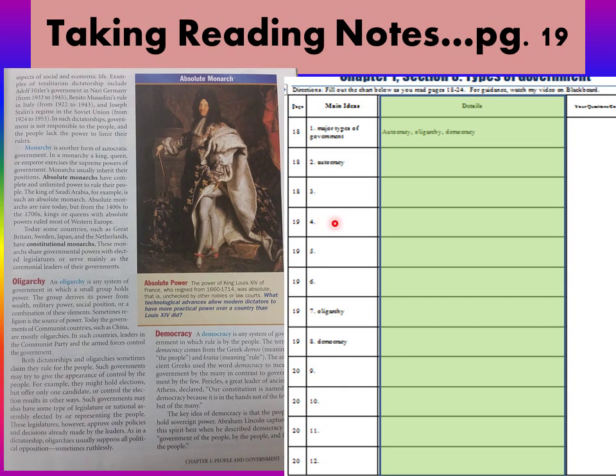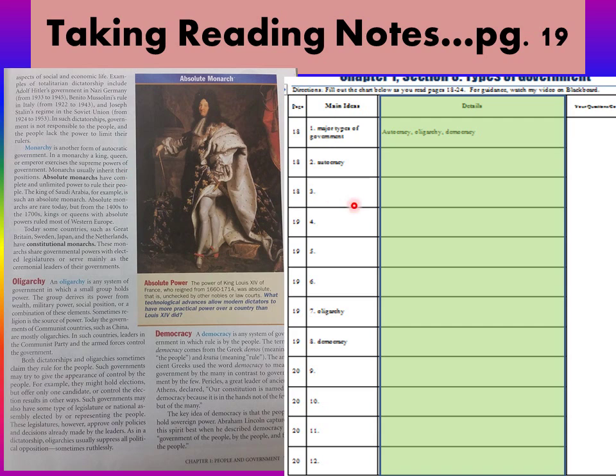And number 4, you should have written monarchy. I'm going to read from these 5 lines right here, monarchy, until we hit our next word, which is absolute monarchs, but I'm going to stop in between. Monarchy is another form of autocratic government. In a monarchy, a king, queen, or emperor exercises the supreme powers of a government. Monarchs usually inherit their positions.